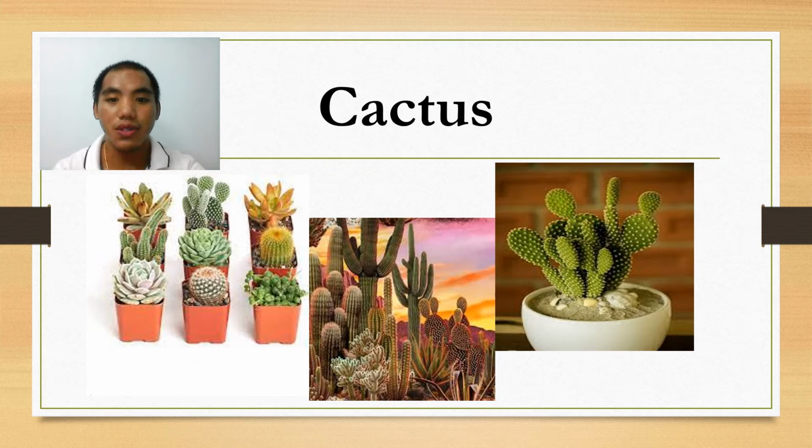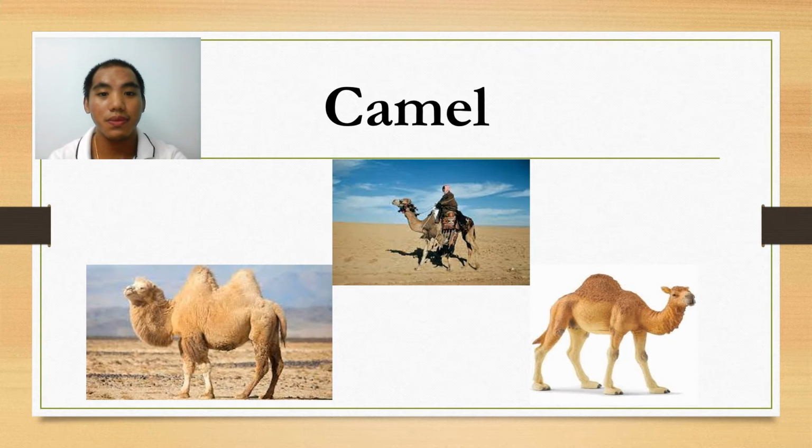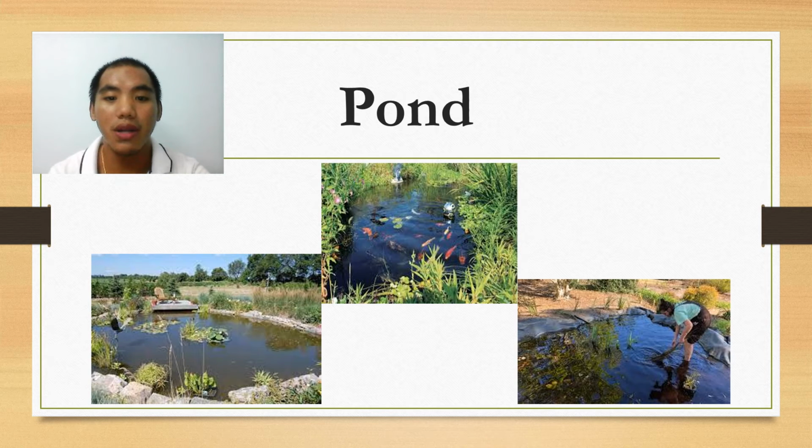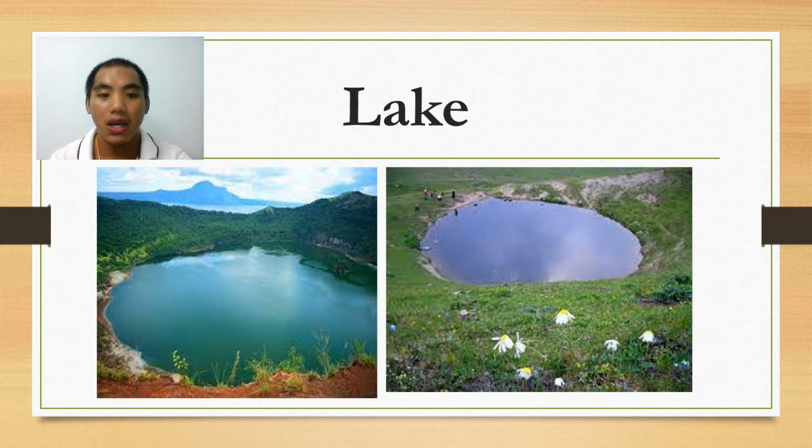Next is cactus. This is what we call cactus. Camel. This is what we call camel. And where does a camel live? They live in the desert. And this is what we call desert. Pond. Lake.